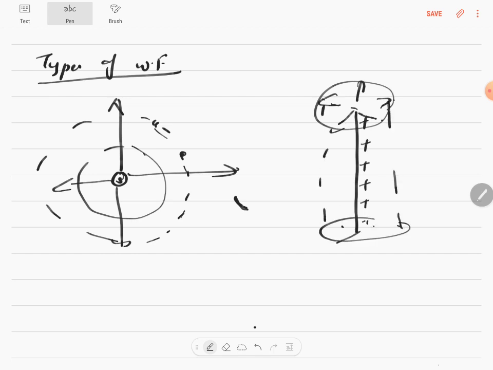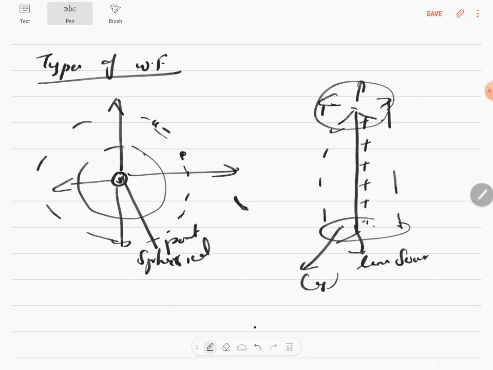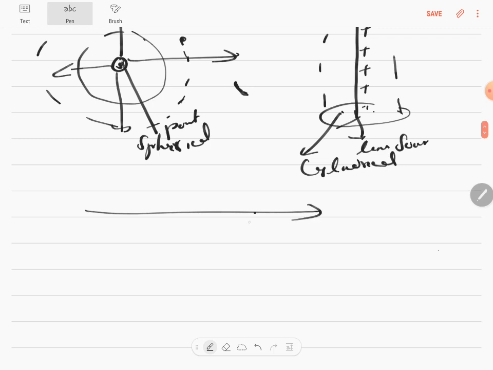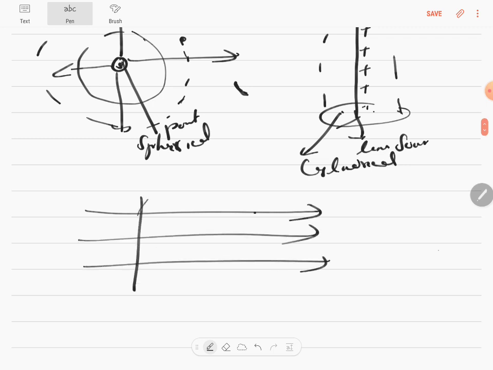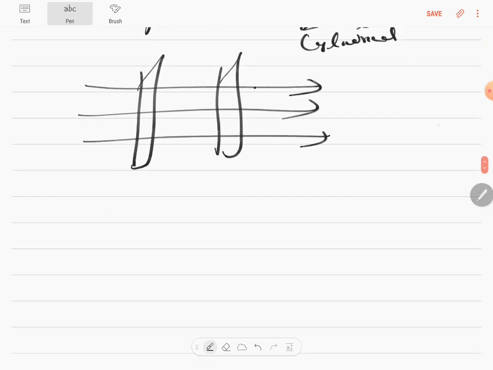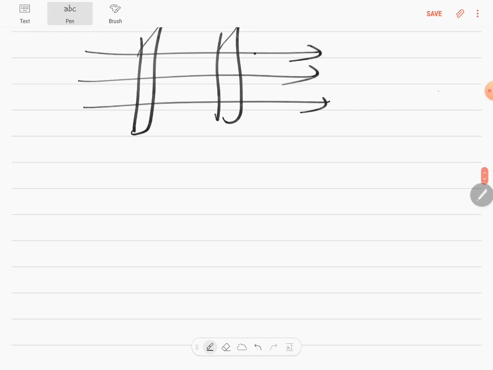A point source of light will give rise to a spherical wavefront. A line source of light gives rise to a cylindrical kind of wavefront. Next, a parallel beam of light will have a plane wavefront. This is one wavefront, this is another wavefront. So these are the different wavefronts. You can convert one wavefront into another.